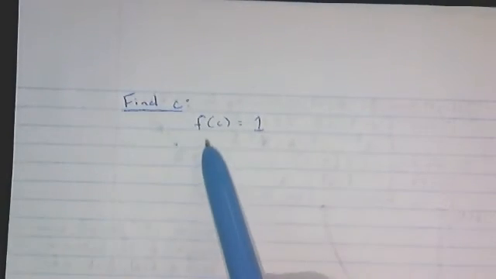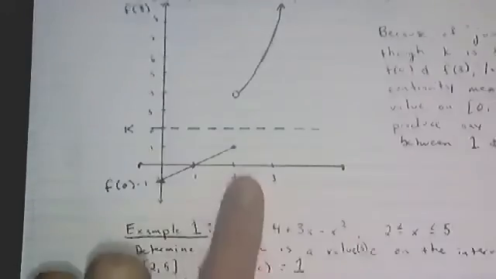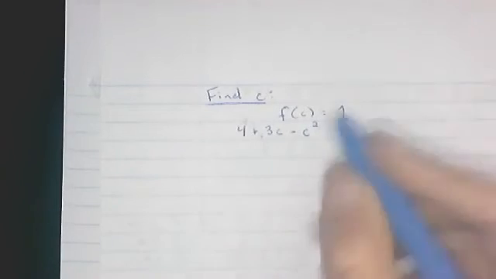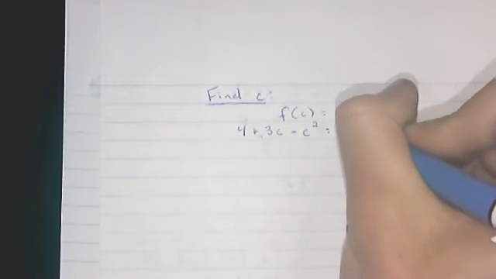Here's how we do it. We just made the claim that there's got to be some number C such that f of C is equal to 1. Well, let's replace f of C with what it means. F of x was 4 plus 3x minus x squared. I'm thinking f of C is probably 4 plus 3c minus c squared. And we want to know, when is this equal to 1?